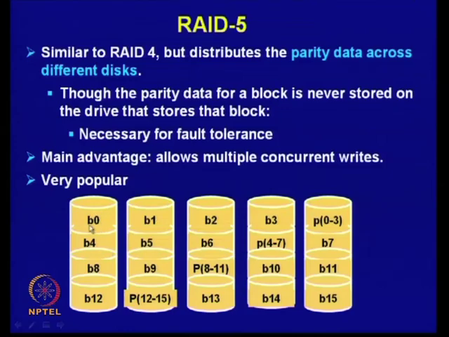Suppose you are writing B0 and B5. So, you can see you have to modify B0 and B5, which means you have to access B0 and disk D0 and disk D4, and also whenever you are writing block 5, then you have to access the disk D1 and disk D3. So, you can see you can do it in parallel, so the bottleneck arising in RAID level 4 is overcome. The main advantage is that it allows multiple concurrent writes, as I have already explained, and that is the reason why this RAID level 5 is very popular and it is widely used in most of the commercial systems.